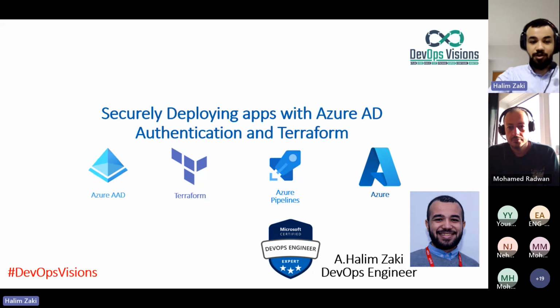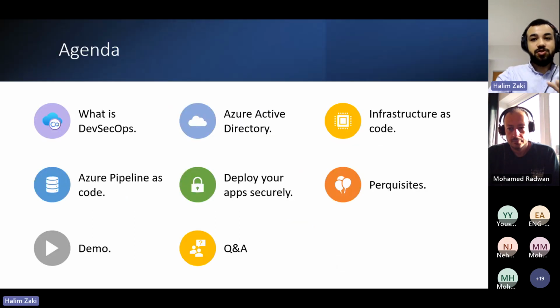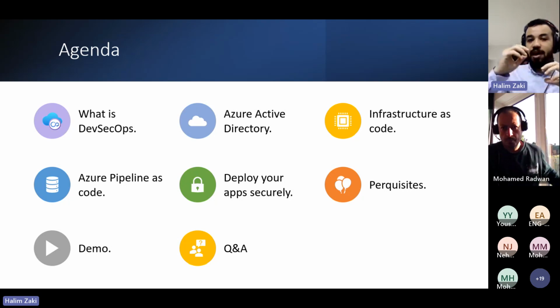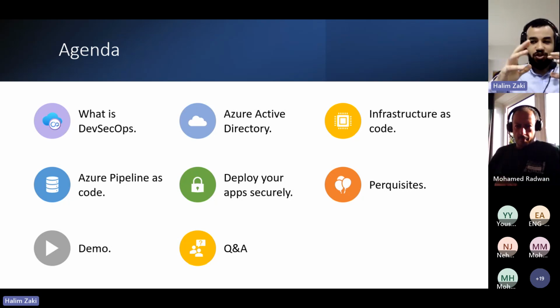So let's jump to today's agenda. We will start by identifying what is DevSecOps and Azure Active Directory. We will go over infrastructure as code, Azure pipeline as code, and deploying your apps securely. In this part, we will start breaking down our code bit by bit and highlight the most important parts, to show the true art of automation and how to take advantage of the common tools that you use every day and leverage their full potential.